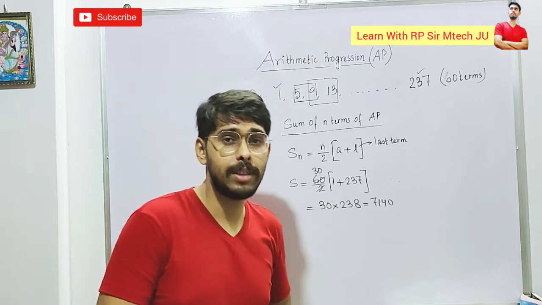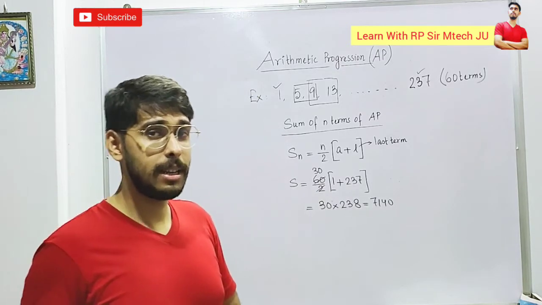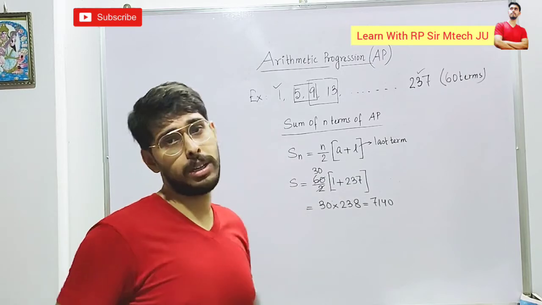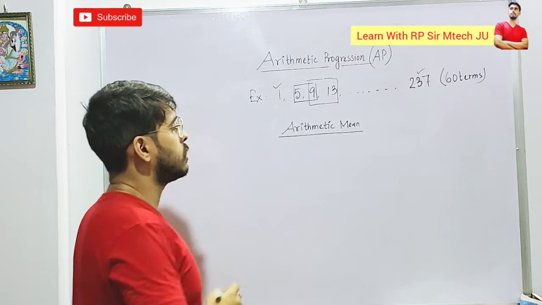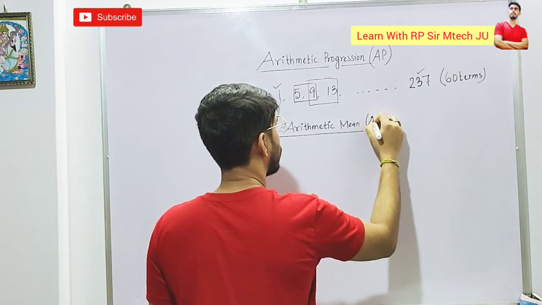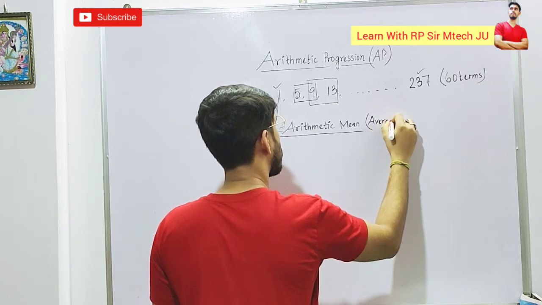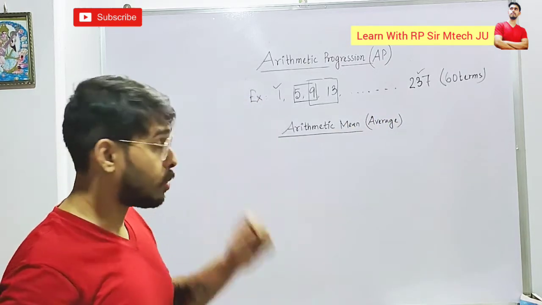One last thing is left, that is the arithmetic mean. So what is this arithmetic mean? And with this we will conclude the theory. After that, the application will start. So what is arithmetic mean? It is also known as the average. So what is arithmetic mean or what is average?